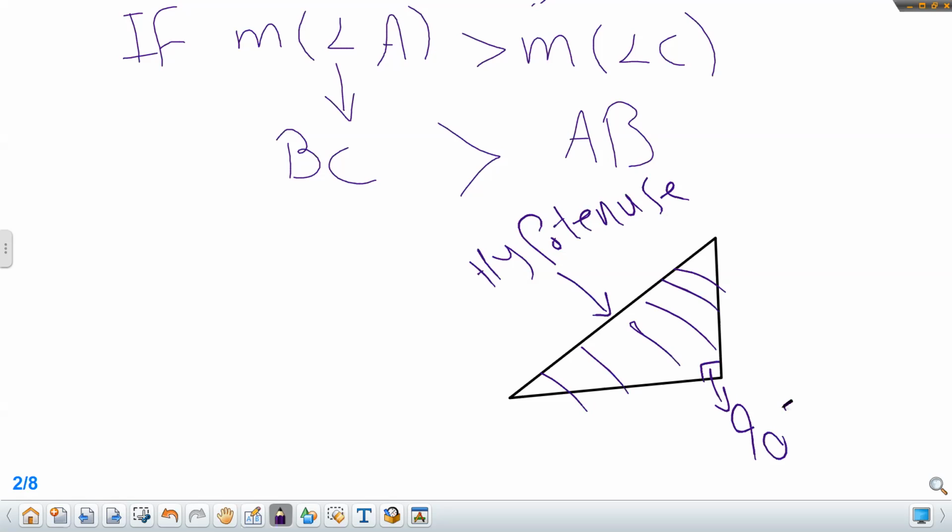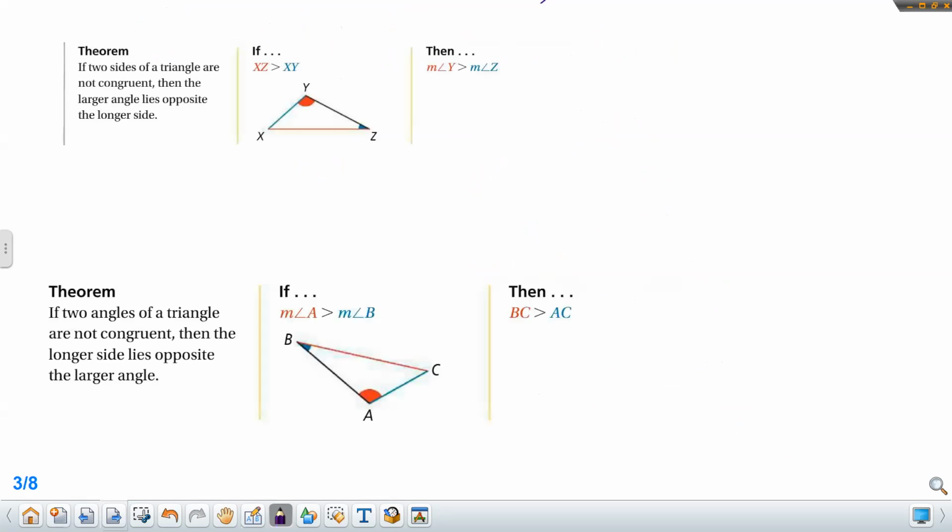Okay, so we can summarize what you studied. Theorem 1: if two sides of a triangle are not congruent, are unequal, then the larger angle lies opposite to the larger side. In this triangle XYZ, we noted that XZ is bigger than XY. So we can say measure angle Y is bigger than measure angle Z.